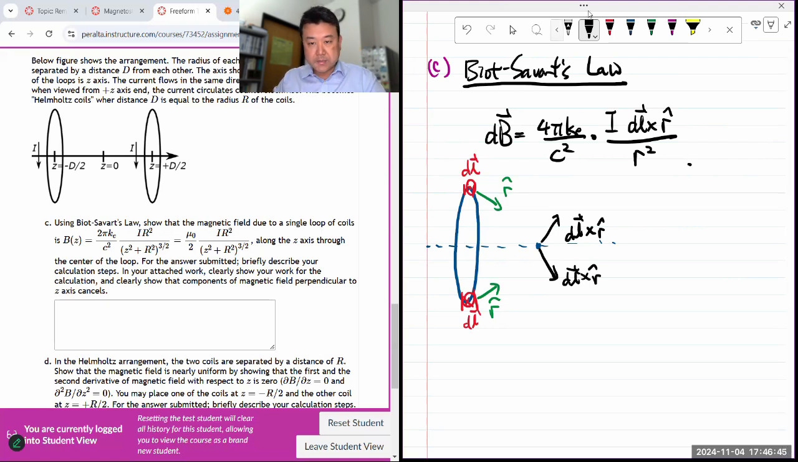What this should be demonstrating is that there is a pairwise cancellation of these perpendicular components, so that the net magnetic field will only go this way. So you can just take the component along the z-axis for the net field calculation. That justifies me doing just this: dBz is equal to 4 pi k over c squared times, now, dl cross r hat. Dl and r hat, are they always perpendicular?